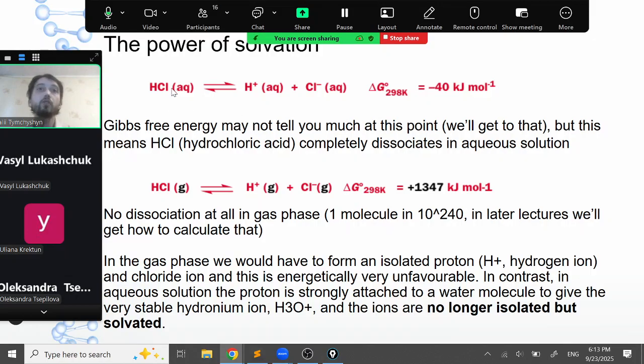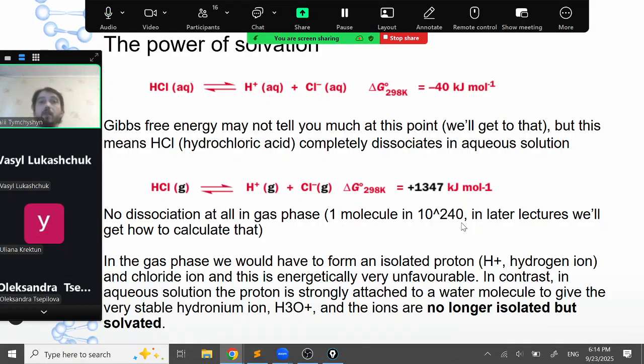If we have hydrochloric acid in the solution, so in water, it certainly dissociates and transforms into two ions, H plus and chlorine minus. That's a spontaneous and pretty rapid process. If you try to perform the same thing in a gaseous phase, you'll not be able to do that. You need to invest a large amount of energy to transform this molecule into two ions of H plus and chlorine minus. So it's no dissociation at all. It's probably one molecule in 10 to 240 molecules that will dissociate at will.